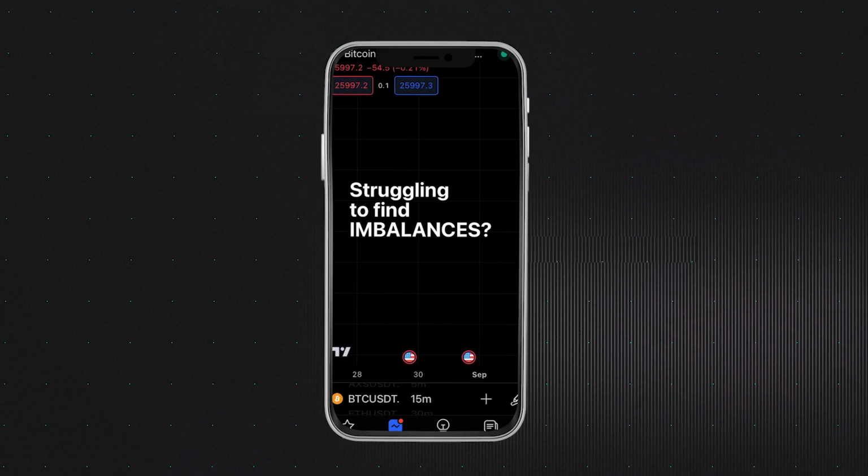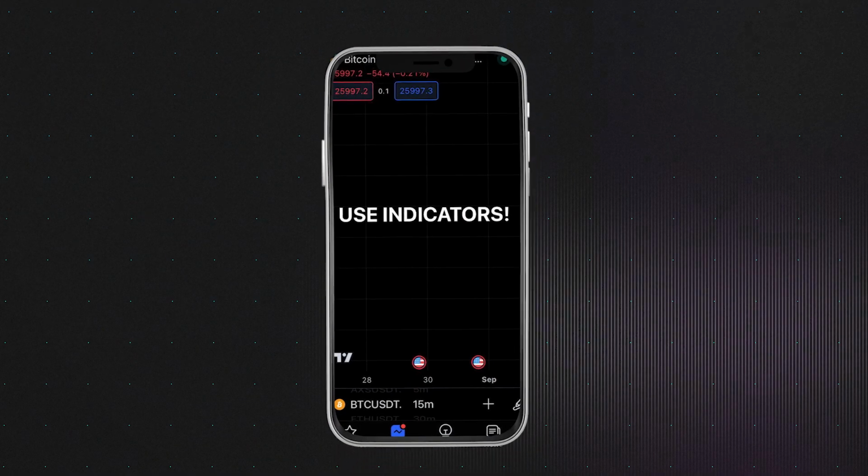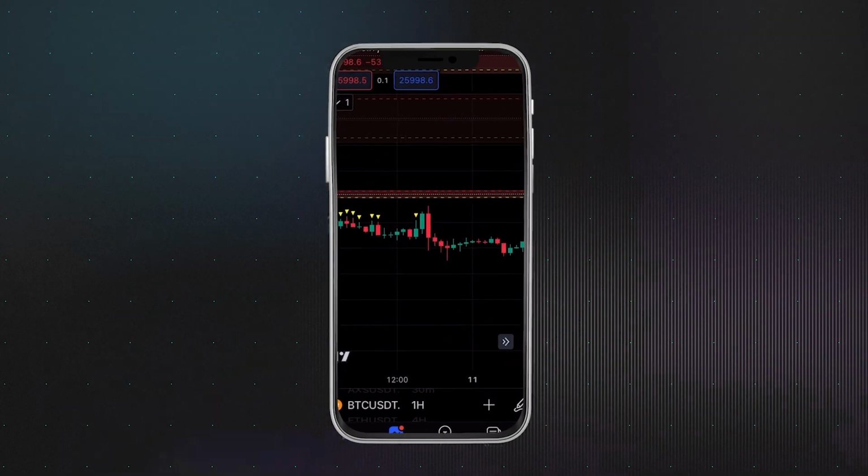The risk and reward ratio is almost 1:5. If you are a beginner, finding imbalances on the chart might be challenging, so I recommend you using indicators to train your eye. You can add them on TradingView. It will automatically light up imbalances on the chart.